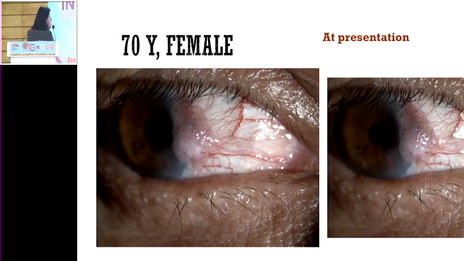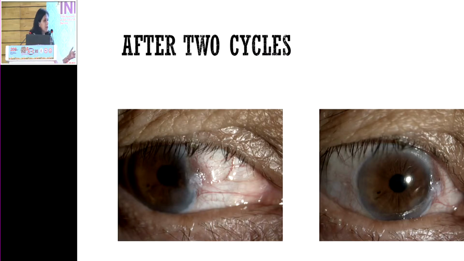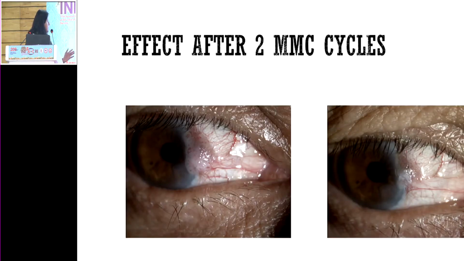So she's a 70-year-old female who presented with the typical nodular, gelatinous and translucent type of mass in the limbal area, in the interpalpebral area. So I thought of OSSN and thought of starting her on MMC. After 1 week, see the result. Very good improvement, only just after 1 week of MMC. After 2 cycles, that is 1 week off MMC and then the second cycle of MMC, further reduction. This is the effect after 2 MMC cycles. The right side is at the presentation and the left one is after 2 cycles of MMC.